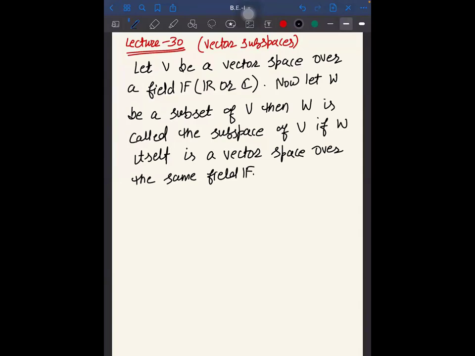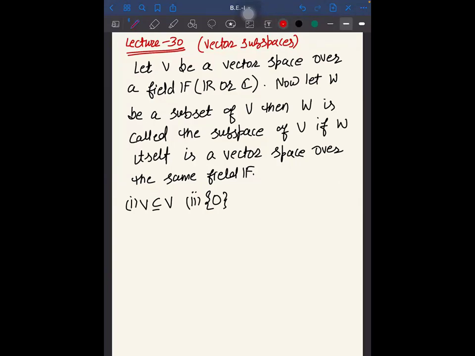What could be the possible subsets of V? There are two trivial subsets of V. One is V itself, V is a subset of itself, right? And {0} is a subset of V. So these two are always subspaces of V.